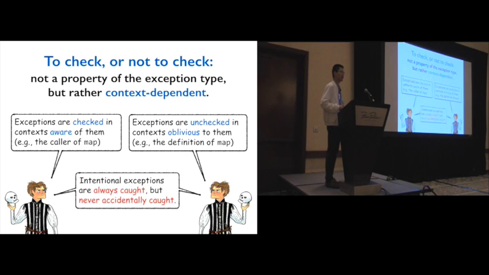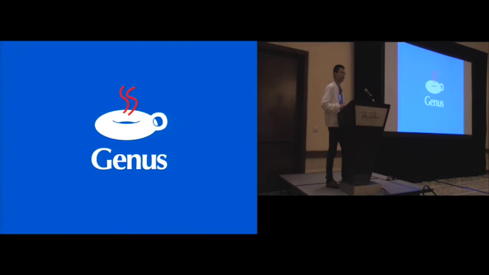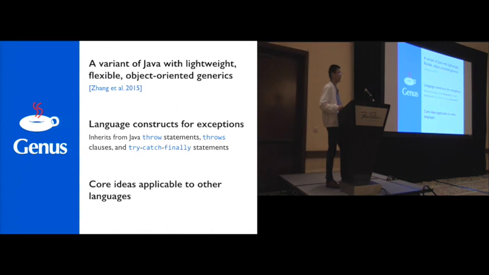This insight allows our design to offer the strong guarantee that intentional exceptions are always caught, but never accidentally caught. We explore this design in the context of the Genus programming language. Genus is a variant of Java with an expressive generics mechanism. It inherits from Java the language constructs for exception handling, but as we'll see in this work, we change their semantics. Although this work is based off of Genus, the core ideas should be applicable to other programming languages, including C#, Scala, and even ML.